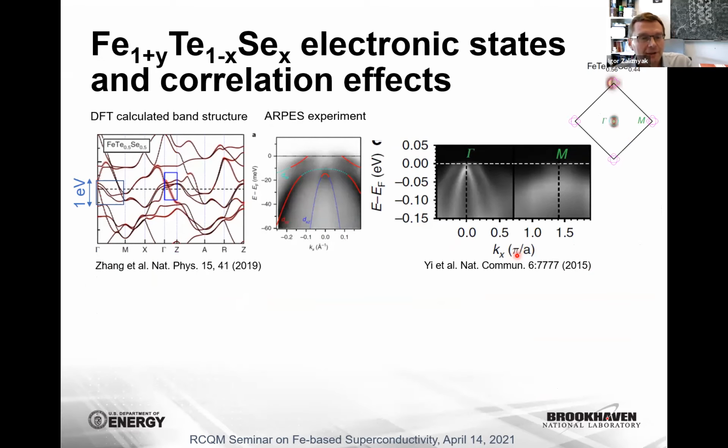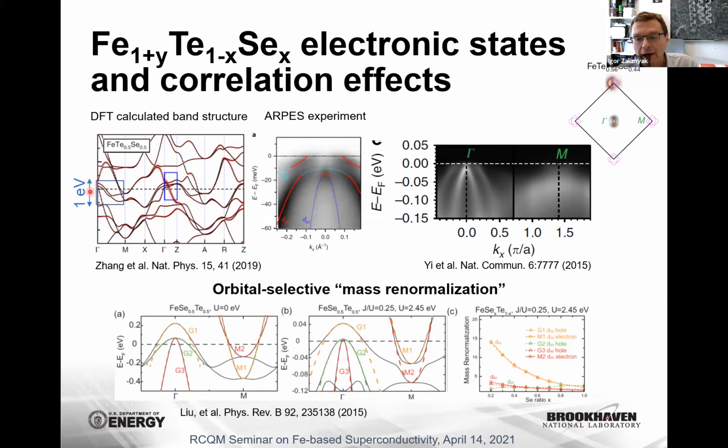Now, later studies by ARPES, by the group of the previous speaker and Mingi in particular, have provided direct evidence of orbital selective band decoherence and strong renormalization effects in iron telluride selenide materials. So the bandwidths measured by ARPES were much narrower than the bandwidths obtained in typical DFT calculations. In fact, the renormalization was orbital dependent and reached as much as an order of magnitude for dxy bands.